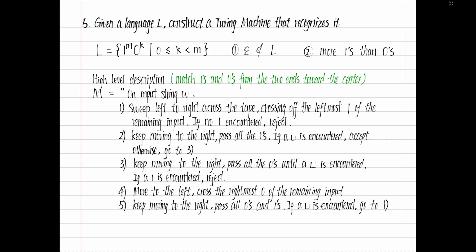In step 3, keep moving to the right. Pass all the zeros until a blank symbol is encountered. If a 1 is encountered along the way, reject. Now that we have encountered a blank symbol, we have reached the right end of the remaining input. So, in step 4, we move to the left and cross the 0 next to the blank symbol. After that, move to the left. Pass all the 1s and 0s. If a blank symbol is encountered, that means we have reached the left end of the remaining input. So we go to step 1 for the next round of matching.